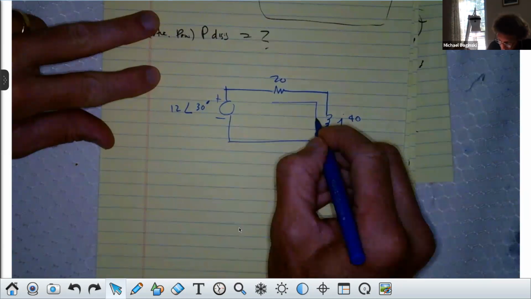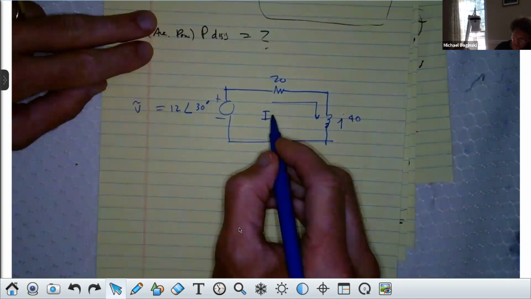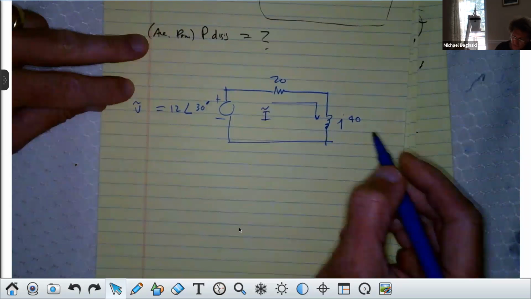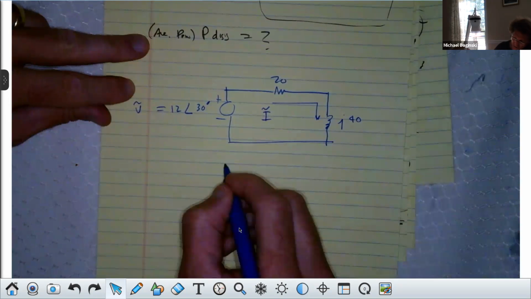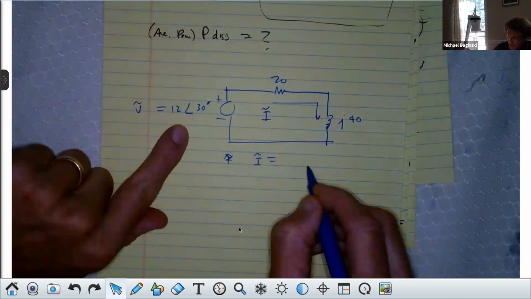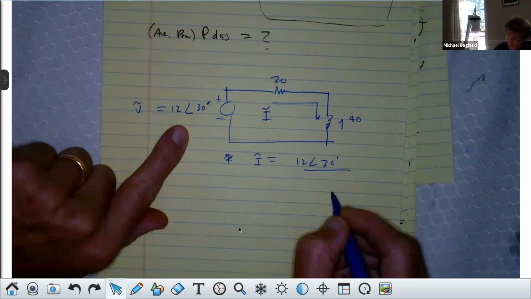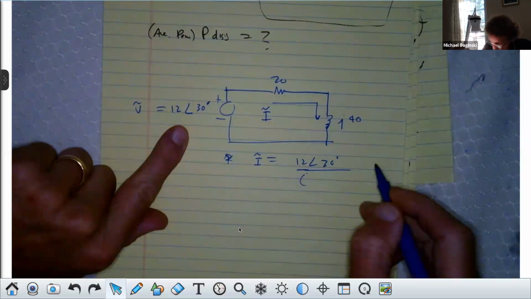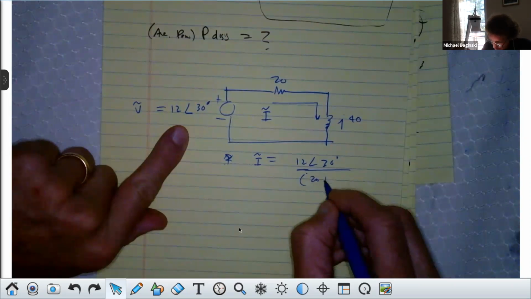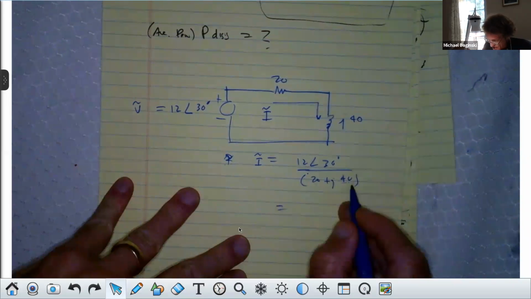My next step is calculating this current. It's a phasor current, right? This is the phasor voltage. Dr. Irwin doesn't do this, but Dr. Gross puts little tildes if you're looking at his book. And I find out that current I is equal to this voltage, right? 12 at an angle of 30 degrees divided by this impedance, right? Which you'll notice is in rectangular, a Cartesian coordinate system. It's 20 plus j40. Now, that means I have to turn it into a magnitude and an angle. Can anybody do that for me?